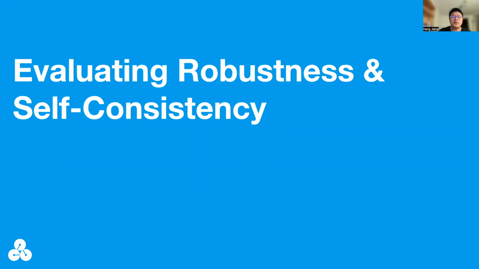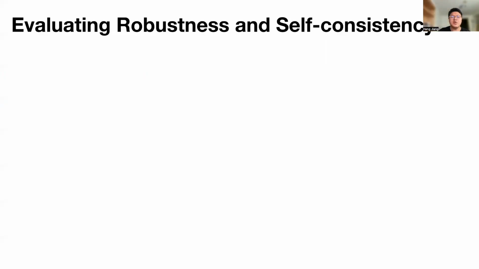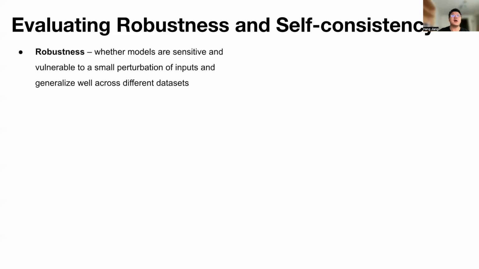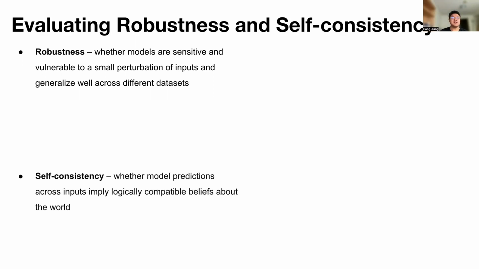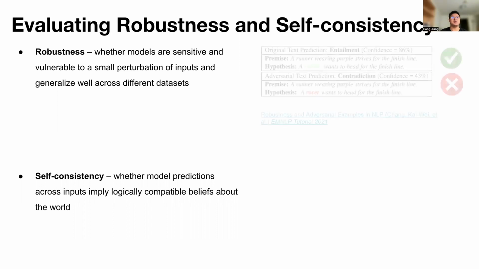Hi everyone. Here we are showing you some examples and good practices to evaluate robustness and the self-consistency of large language models. As we know, large language models sometimes are sensitive and vulnerable to a small perturbation of input, and whether they can generalize well across different data sets, we call that robustness. And self-consistency is a special case of that. It's whether models' predictions across different inputs imply logically compatible beliefs about the world.